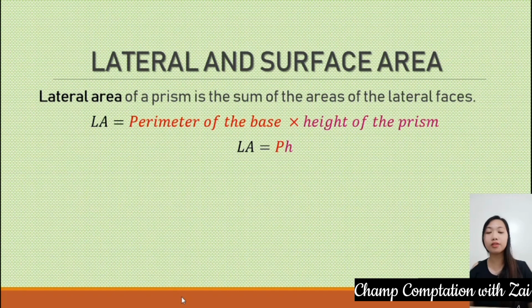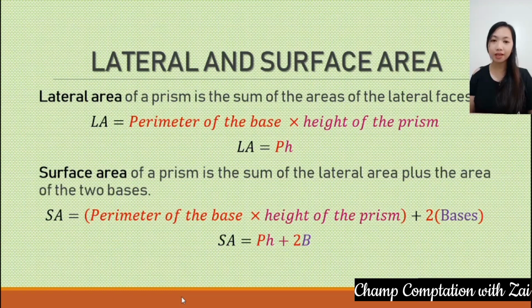And when we talk about the surface area, it is the total area of a prism. It is the sum of the lateral area plus the area of the two bases. Or, in symbols, we have the perimeter of the base multiplied by the height of the prism, or the lateral area, plus 2 multiplied by the area of the base. Or, surface area or the total area is equal to PH plus 2B.